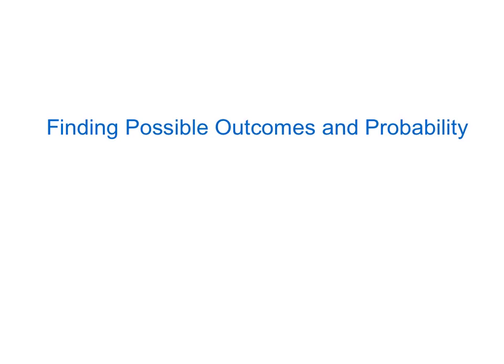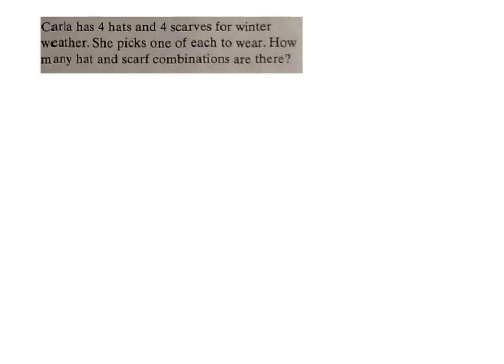Right, we are going to be looking at some possible outcomes and probability of certain events occurring. Alright, here we've got Carla has 4 hats and 4 scarves for winter weather. She picks one of each to wear. How many hat and scarf combinations are there?